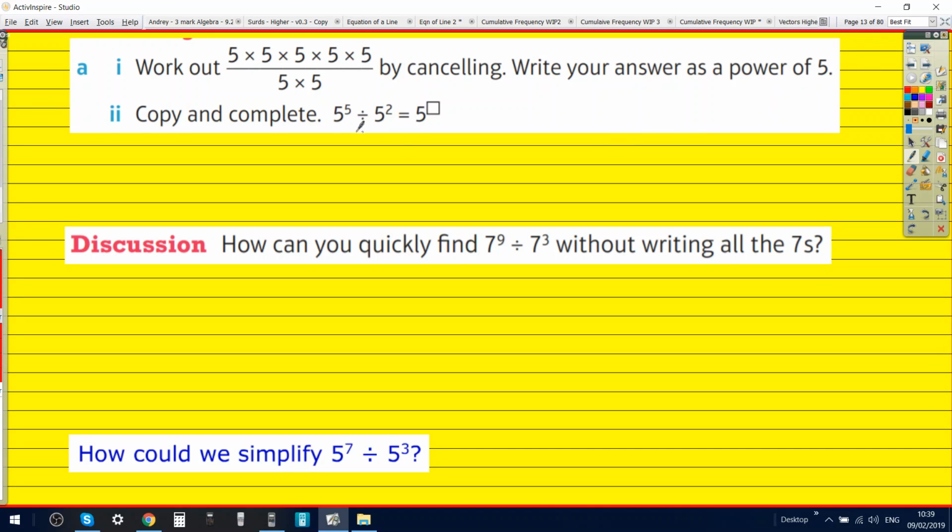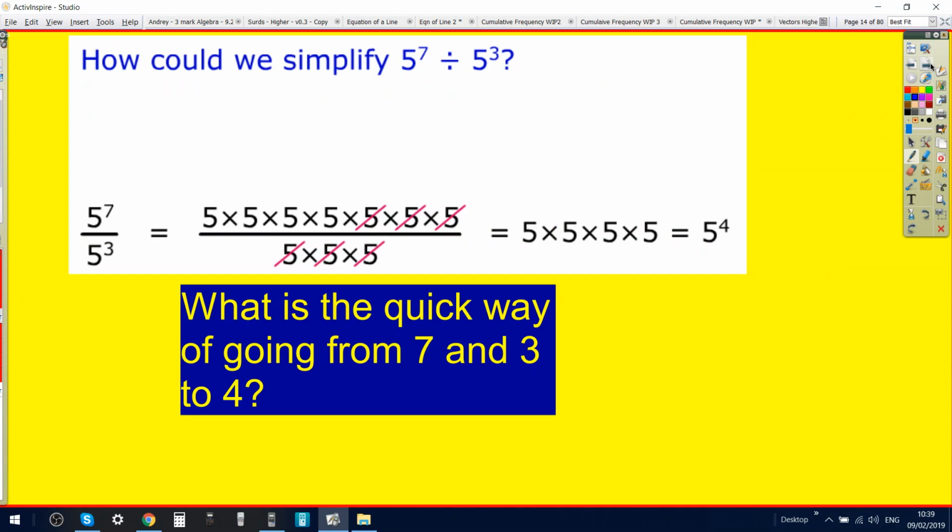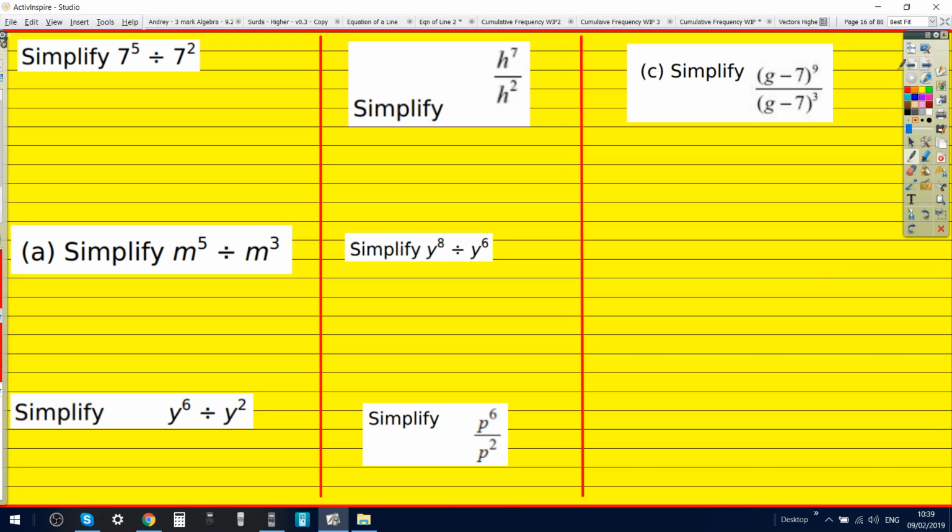Any idea how you divide indices? Will you just take away the indices? Yep. Would it be 5 to the power of 3? Yes. And so top left, 7 to the power of 3. Top middle, h to the power of 5. And top right.